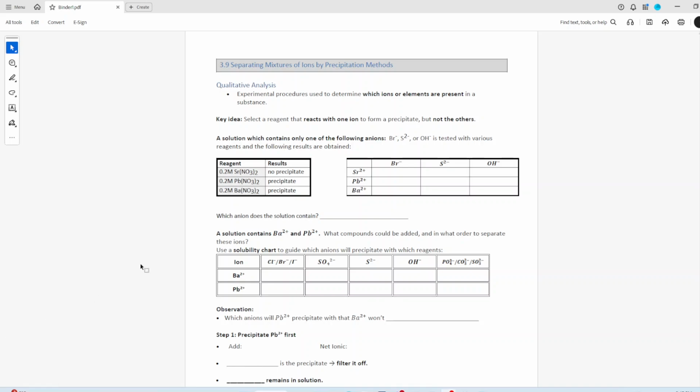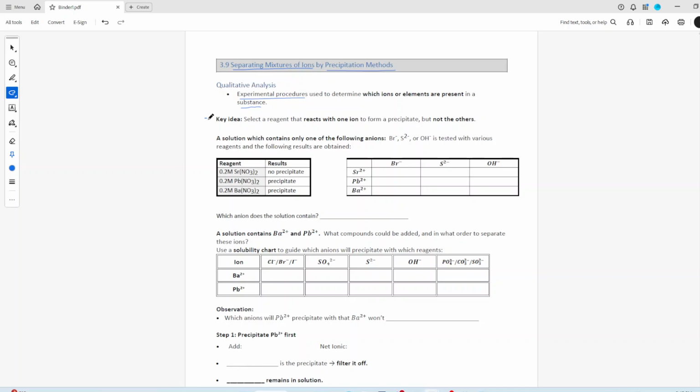All right, so now let's attempt to make this a practical application. What we're going to do is separate mixtures of ions by precipitation methods. We're going to be doing a sort of qualitative analysis, using experimental procedures to determine which ions or elements are present in a substance, or to separate out different ions or elements that are present.